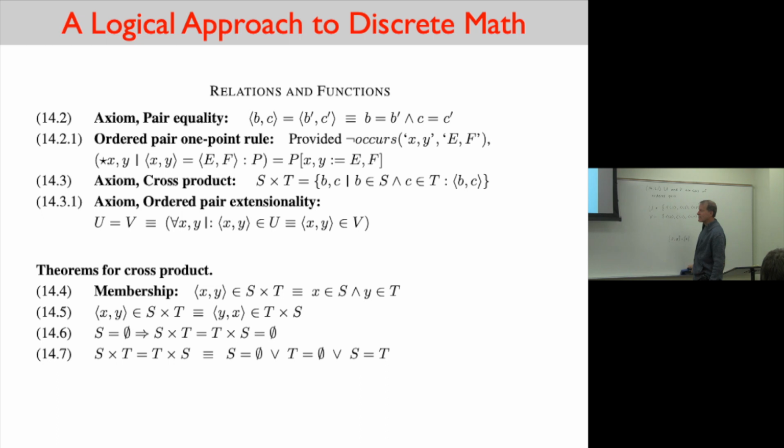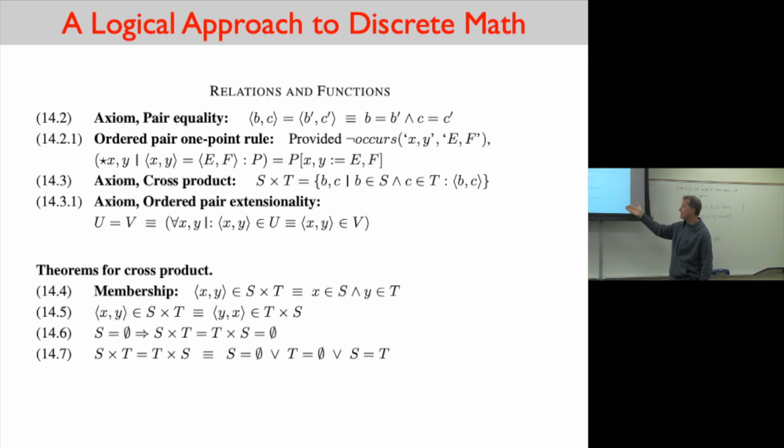All right. Now let's take a look at 14.4. These are theorems now. So guess what we can do with theorems? We can prove them, and guess what you're going to do with 14.4? You're going to prove it for your homework. So what does it mean? These are theorems for cross product. What does it mean for x comma y to be an element of S cross T? By 14.2.1, that ordered pair is in the cross product of the sets if and only if x is an element of S and y is an element of T. So 14.4 is a homework problem.